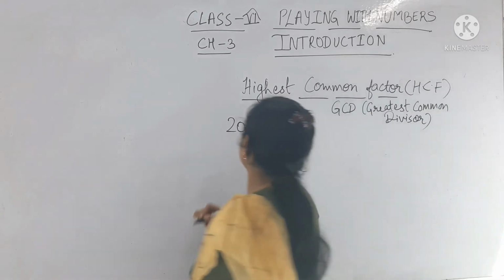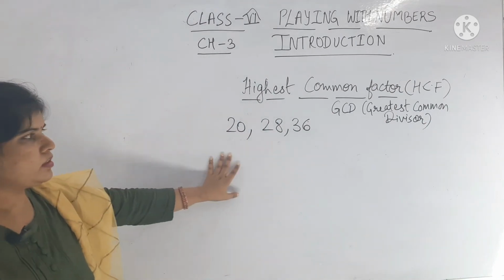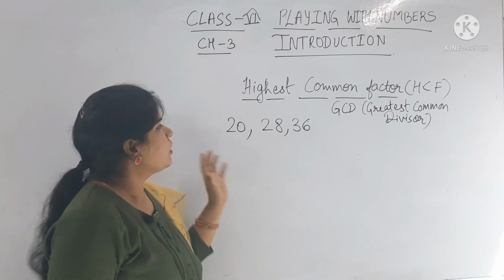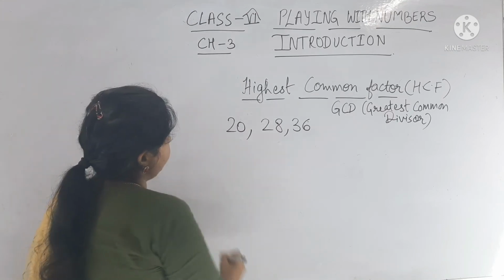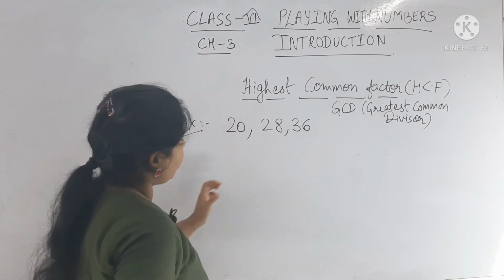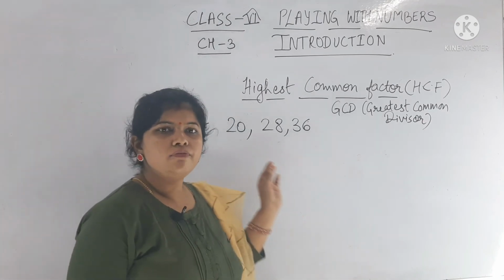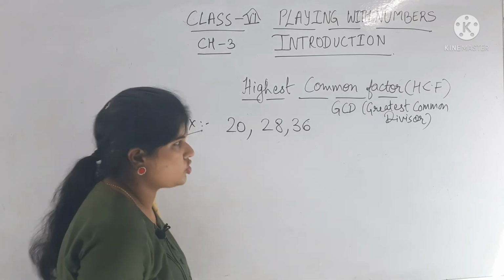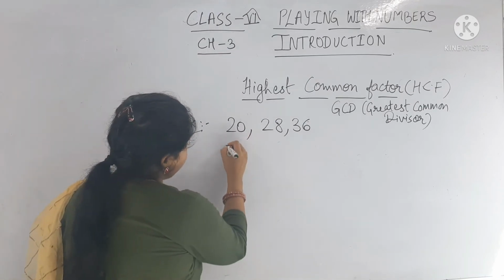Okay, so I am taking the example 20, 28, 36. What do we have to do for that? For finding the HCF, I am taking this example. For getting the highest common factor, we should factorize these by prime factorization. Okay, I told you about the prime factorization.